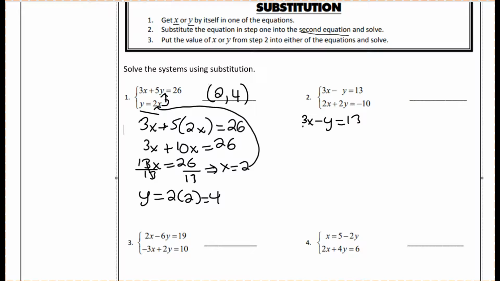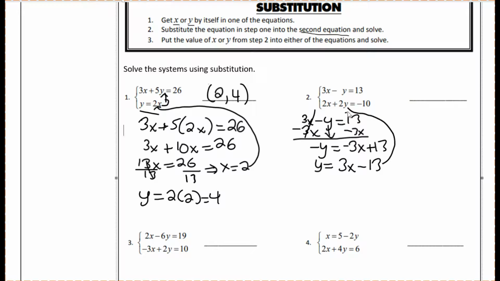We're going to get the 3x out of here by subtracting it and moving it over to the other side. So now we have negative y equals negative 3x plus 13. These aren't like terms, so just write them next to each other. If you want, you can flip the signs on both sides. So y equals 3x minus 13. Now y is by itself, and we can make a substitution and plug it into this other equation.